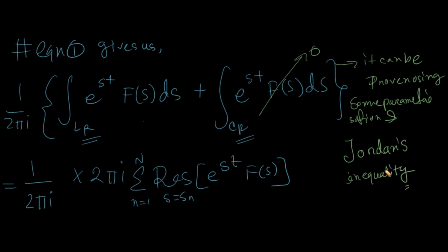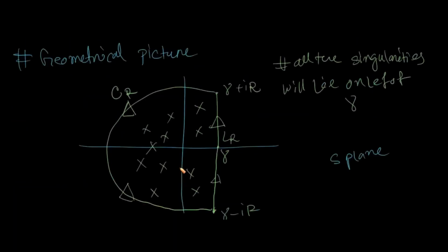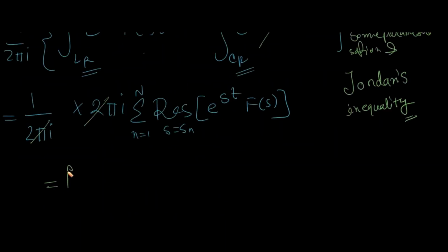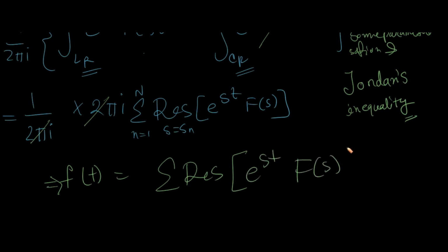Okay, and since this guy goes to 0 and there's a 2 pi I over here, they will cancel each other out, right? And on the left hand side we will have our f of t. So we actually have f of t equals the sum of the residues of e to the power st f of s, and that's it. That's all we need to do to find the inverse Laplace transformation, or so to say, to solve the Bromwich integral. Alright, so this is the key formula that will be useful.